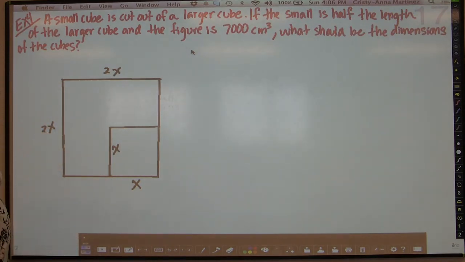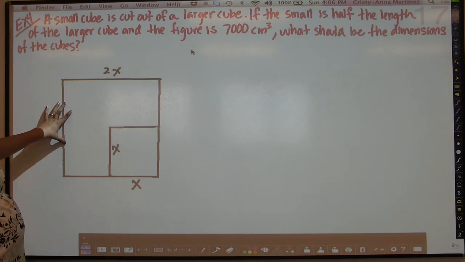So here we go. A small cube is cut out of a larger cube. If the small cube is half the length of the larger cube and the figure is 7,000 cubic centimeters, what should be the dimensions of the cube? So basically what we have to do is solve this factoring problem. Now I didn't draw the whole cube. What you see here is 2-dimensional, not 3-dimensional.